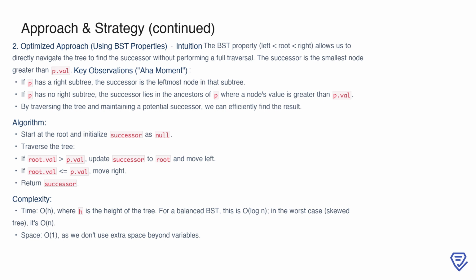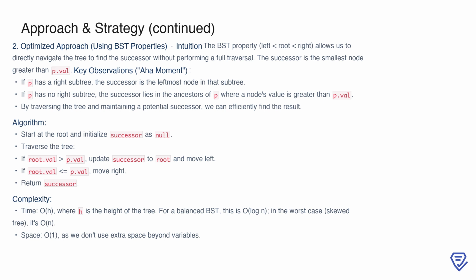Recall that in a BST, values in the left subtree are smaller than the root, and values in the right subtree are greater. This structure allows us to navigate the tree more intelligently. The key insight here is that the in-order successor of a node P is the smallest node in the tree that's larger than P.val. If P has a right subtree, the successor is simply the leftmost node in that subtree. However, if P does not have a right subtree, the successor must be one of its ancestors, specifically the lowest ancestor whose value is greater than P.val.